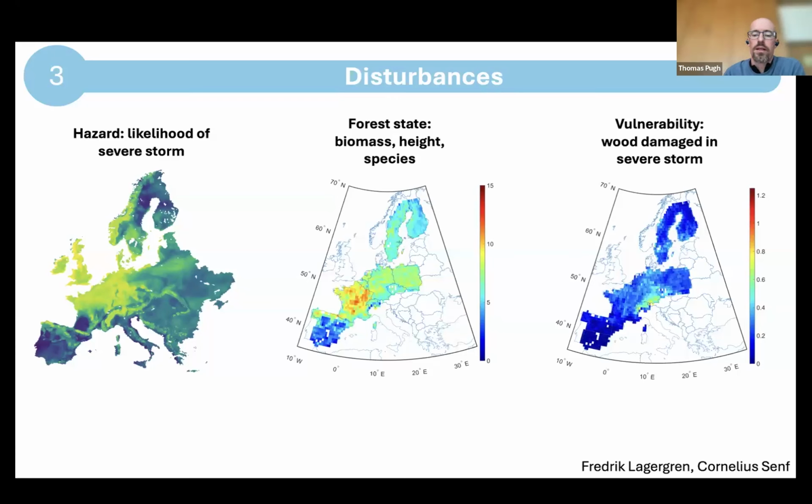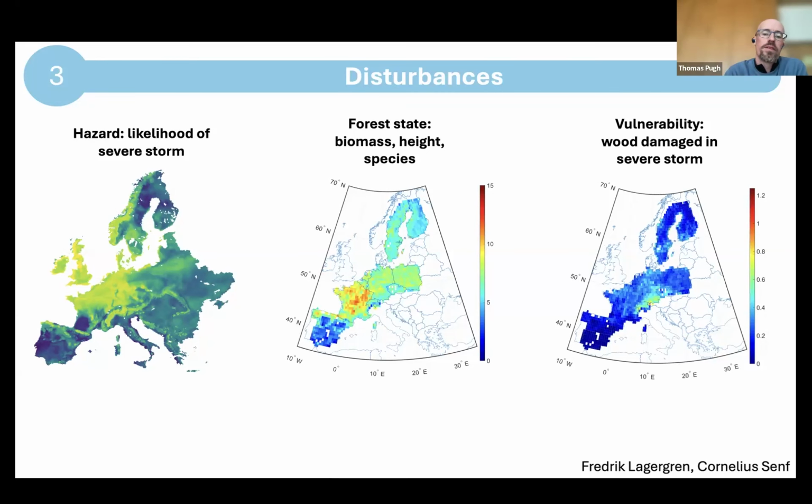And then here's some work led by Cornelis and Frederick. What we have here is the hazard that Cornelis put together from the European storm, the Copernicus storm database. So this is the likelihood of a severe storm occurring in a particular location.